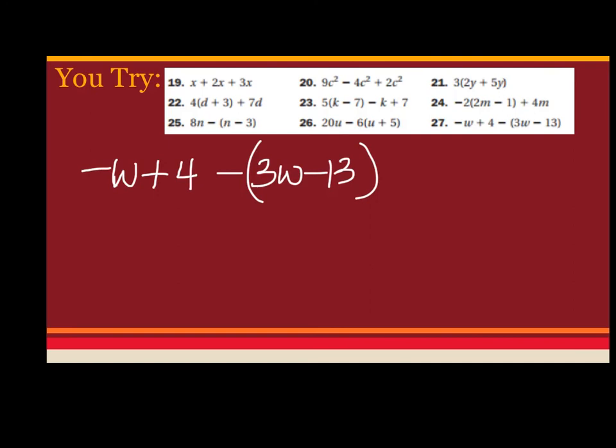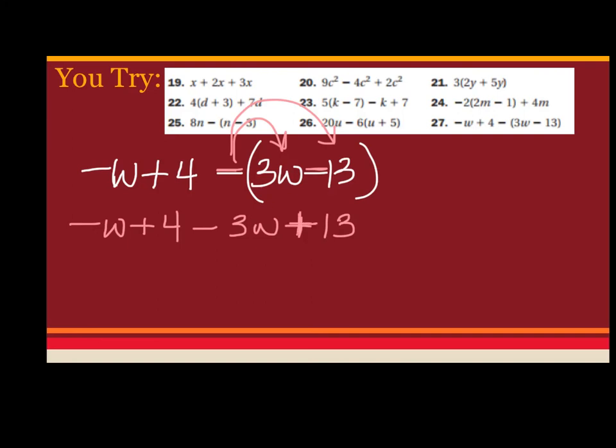All right, this time I chose number 27. Negative w plus 4 minus parentheses 3w minus 13. This does have a distributive property. It's right here. We're distributing this minus sign into this parentheses. So it'll look a little something like this. Negative w plus 4 minus 3w plus 13, because a minus with a minus makes a plus.